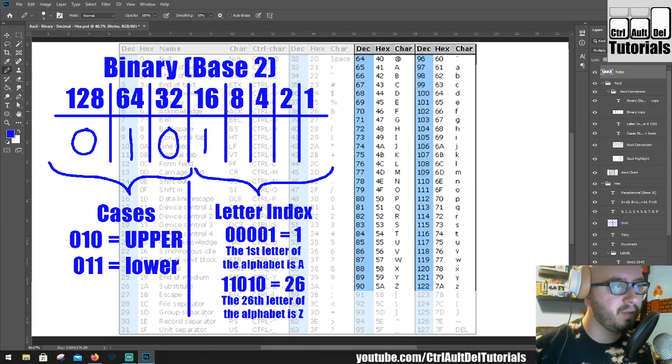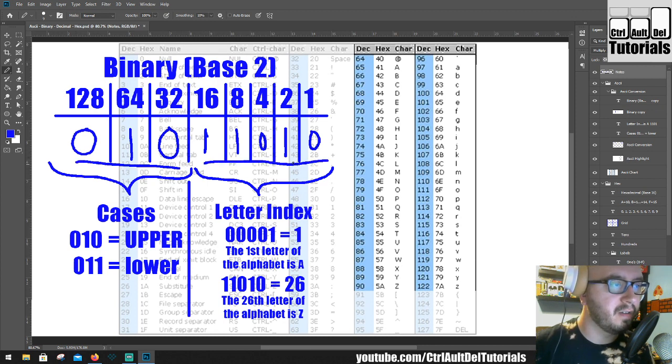How do we get to 26 by adding these up? 16, yep. So we need 10 more. 10 more would be there. And that means we don't need these. So 1, 1, 0, 1, 0. If we look down here, I wrote 1, 1, 0, 1, 0 is 26. This would be uppercase. This would be letter 26. Uppercase Z. That's ASCII.